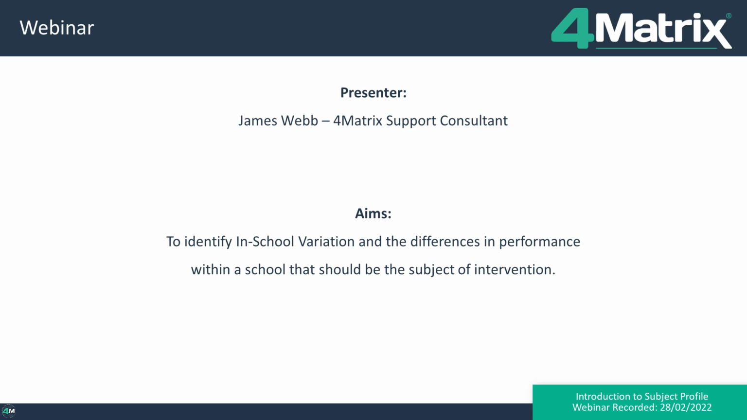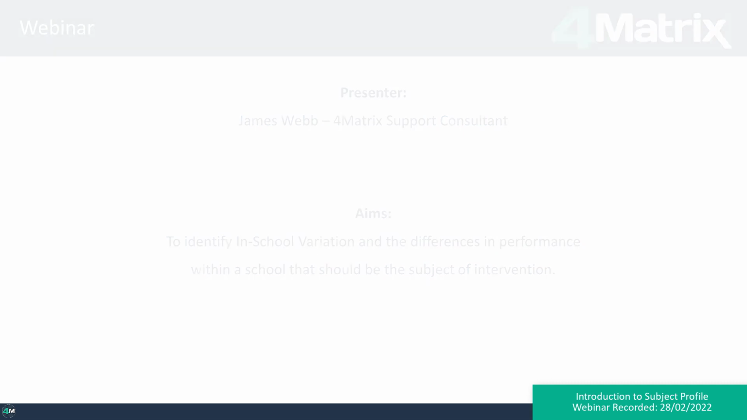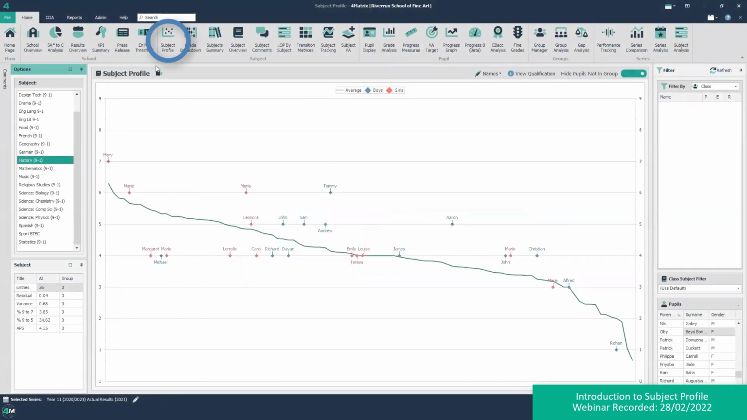The objective of this webinar is to identify in-school variation and the differences in performance within a school that should be the subject of this intervention. This is displayed in a subject profile tool in 4Matrix, and this is the tool we will be mostly looking at today. So this is the subject profile tool.